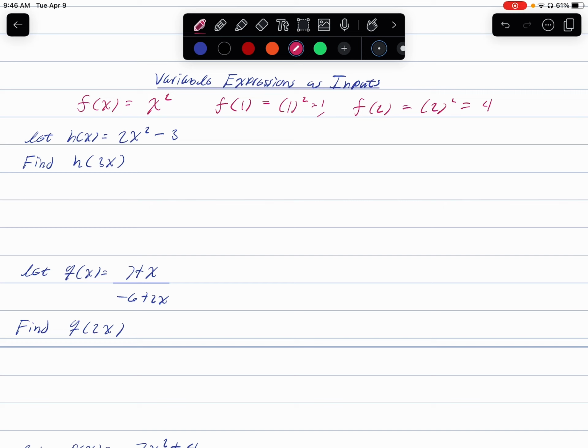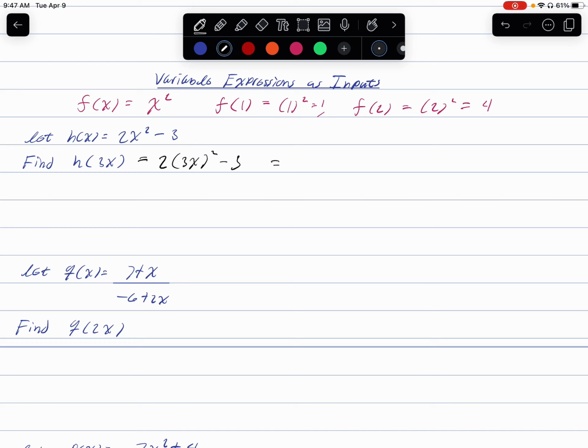However, you don't always have to use numbers as inputs. As we're going to talk about here, we have variable expressions as inputs. This is just expanding on the idea of what you can use as an input for a function. So in this example, we have h of x is equal to 2x squared minus 3. If we have h of 3x, how do we go about finding this? Well, we're going to take whatever the input is on the inside here, and plug that in anywhere we see x. So here we would have 2 times 3x, and we're going to square all of that, minus 3.